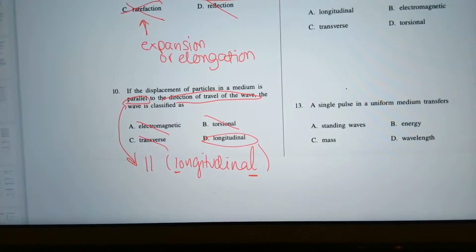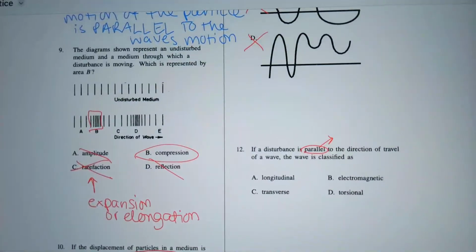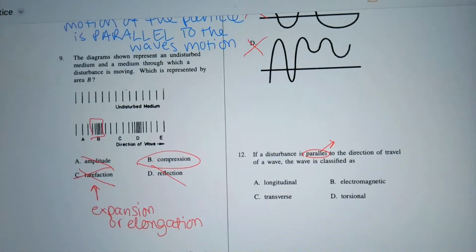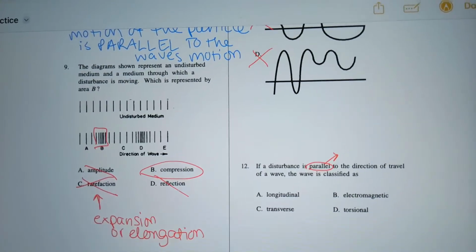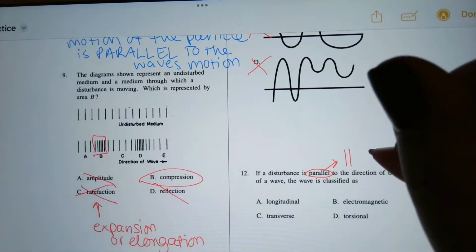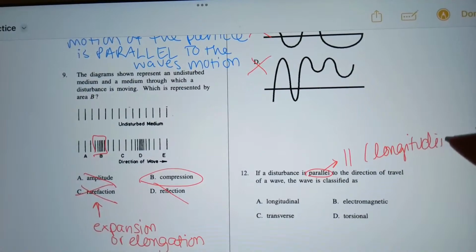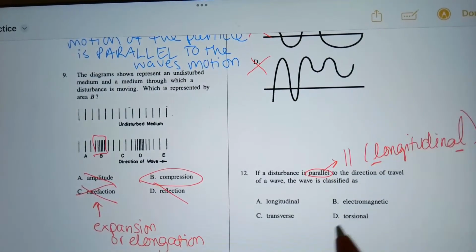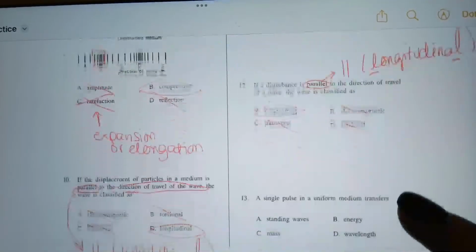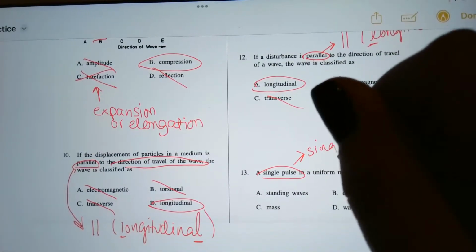If a disturbance is parallel to the direction of travel of a wave, the wave is classified as, so again, we think of the word parallel. We think of the symbol parallel, which is those lines, and we're trying to think of a word that looks like that, which is the longitudinal wave, right? L and L, okay? So again, parallel is longitudinal, the L's make the parallel sign. A single pulse, that just means a single vibration or disturbance.